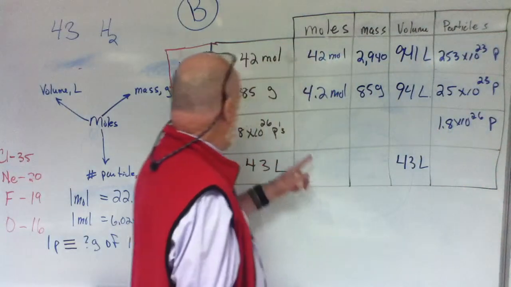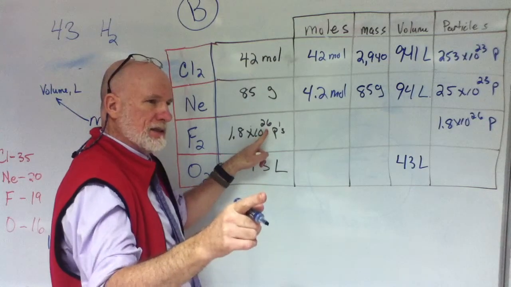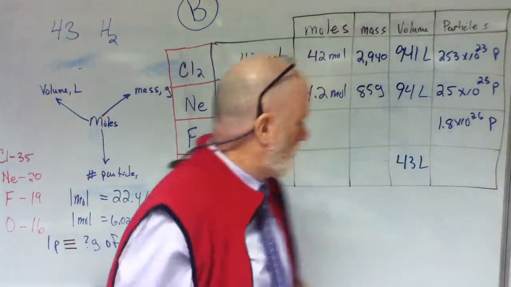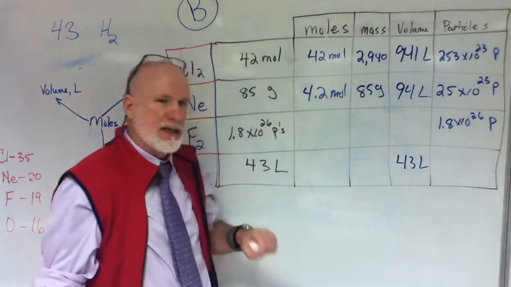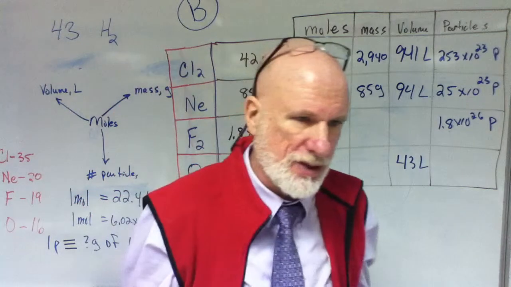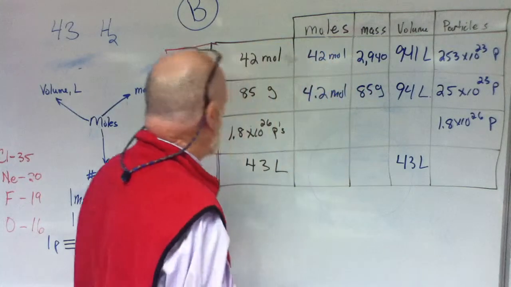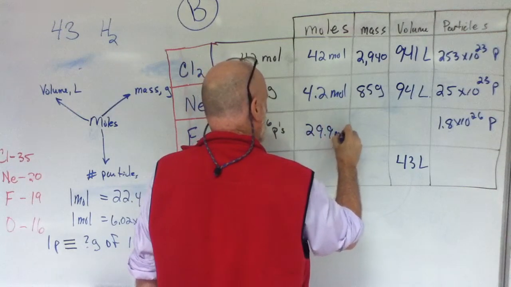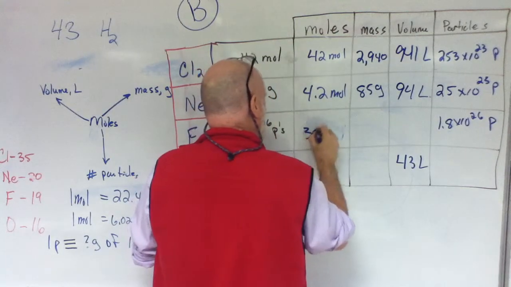Okay? All right, now, what is 1.8 times 10 to the 26 divided by 6.02 times 10 to the 23rd? Put that in your calculator. 29.9. So that's how many moles it is. 29.9 moles. So let's say, can we say 30 moles?